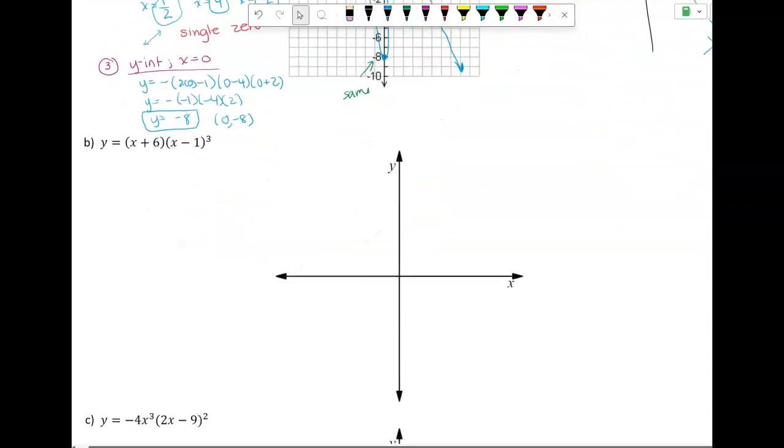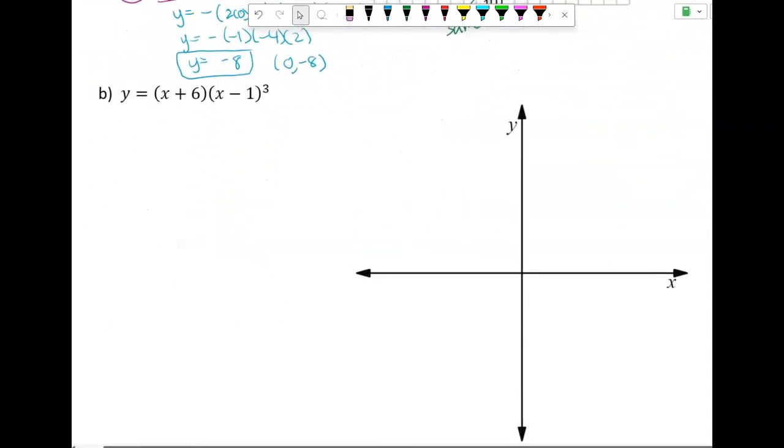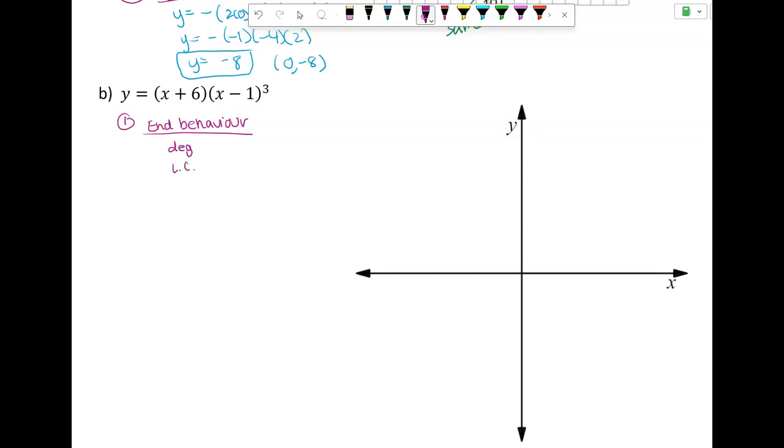All right, so let's continue practicing the skill that we've been learning and apply it to a couple more examples just to make sure that you understand how this works. All right, so here we have this example here. Let's talk about the 3 features we need to think about. So the first one are the end behaviors. And the end behavior needs to think about the degree and the leading coefficient.